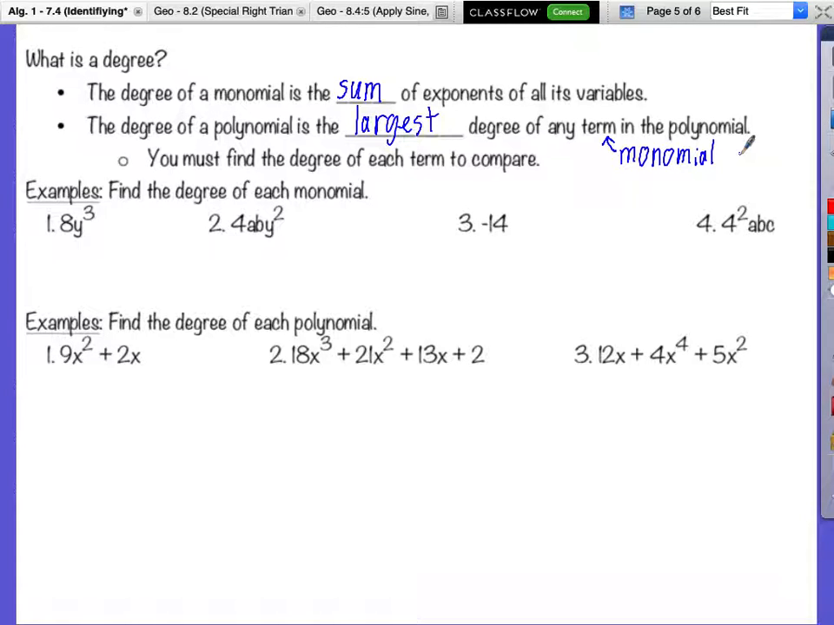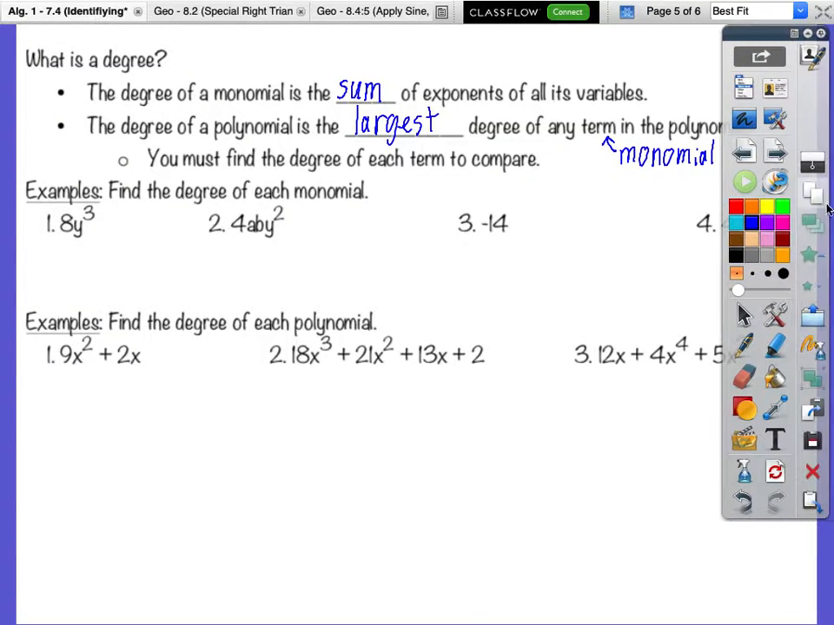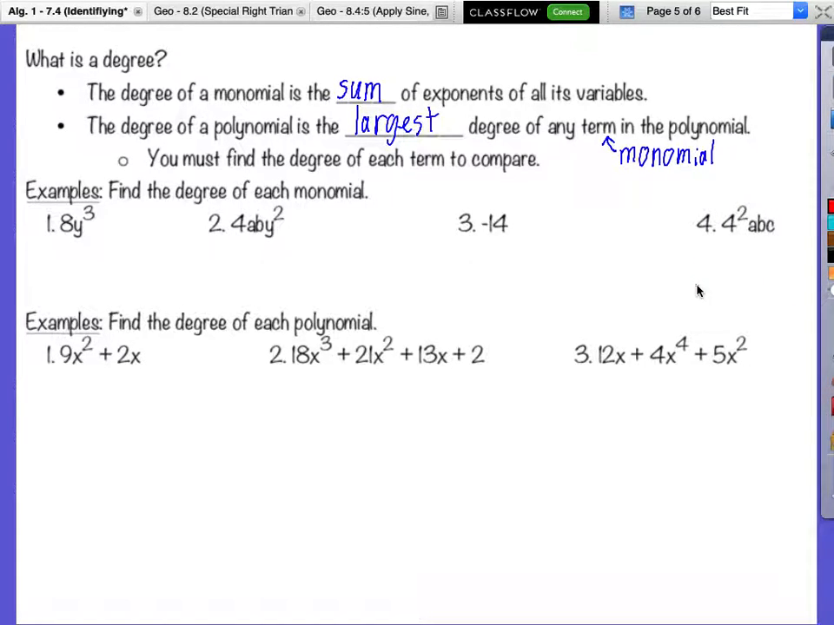Now, in order to know which monomial has the largest degree, you have to find the degrees of the individual ones first, like it says here. In order to compare, you have to find the degree of each term first. But we're going to walk through that before just throwing you to the wolves and having you do some homework over it.